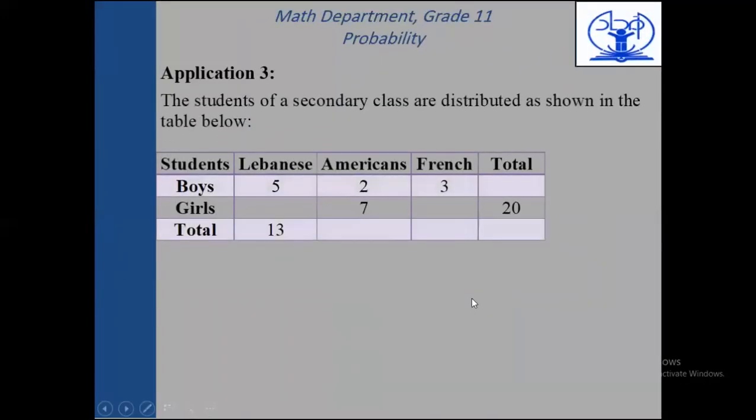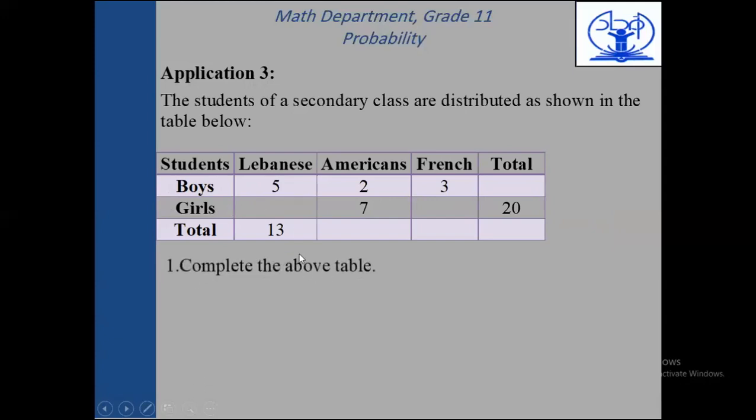Application 3. The students of a secondary class are distributed as shown in the following table. We're talking about nationality, I mean Lebanese, Americans, French, and we are talking about gender, boys and girls.